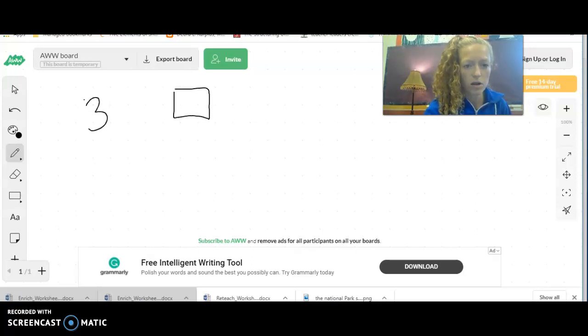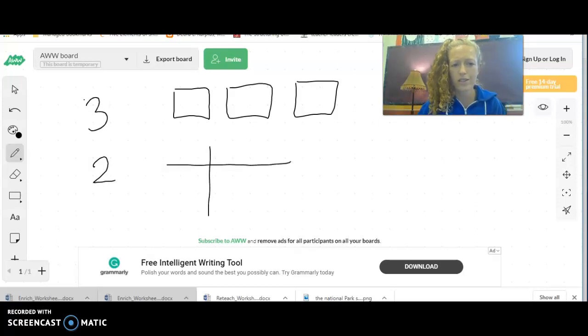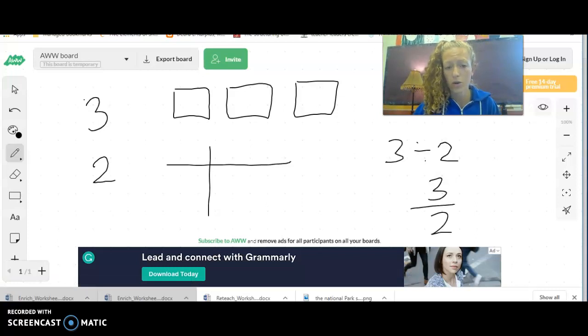I'm going to draw my brownies and my 2 people. So I can do this a few ways. First, I know that this is a division problem. It's also represented as a fraction. So 3 divided by 2 is going to look like 3 over 2. So I have some red flags going off in my brain now because I see a larger number over a smaller number, and that means this is an improper fraction. So we're going to learn how to deal with that in a second.